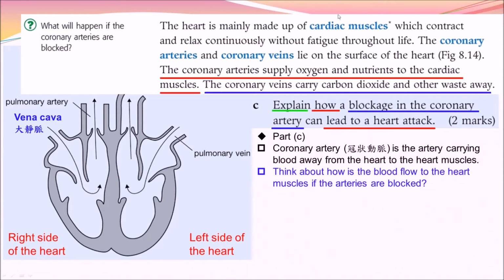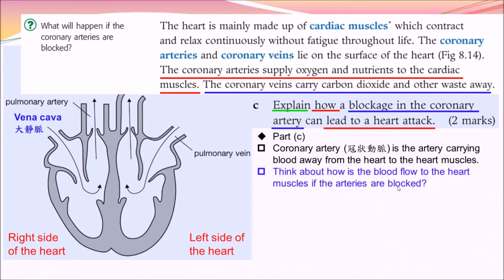So the first idea, just take a look in the textbook. Coronary artery supplies oxygen and nutrients to the cardiac muscle. Cardiac muscle means heart muscle, and then coronary veins carry carbon dioxide and other waste away. So the main focus will be the red one, the coronary artery. The coronary artery is the artery carrying the blood away from the heart to the heart muscle. So think about how the blood flows to the heart muscle if the arteries are blocked. Imagine just like a water pipe, if it's blocked, no water can come out. It's a very easy idea, I think.